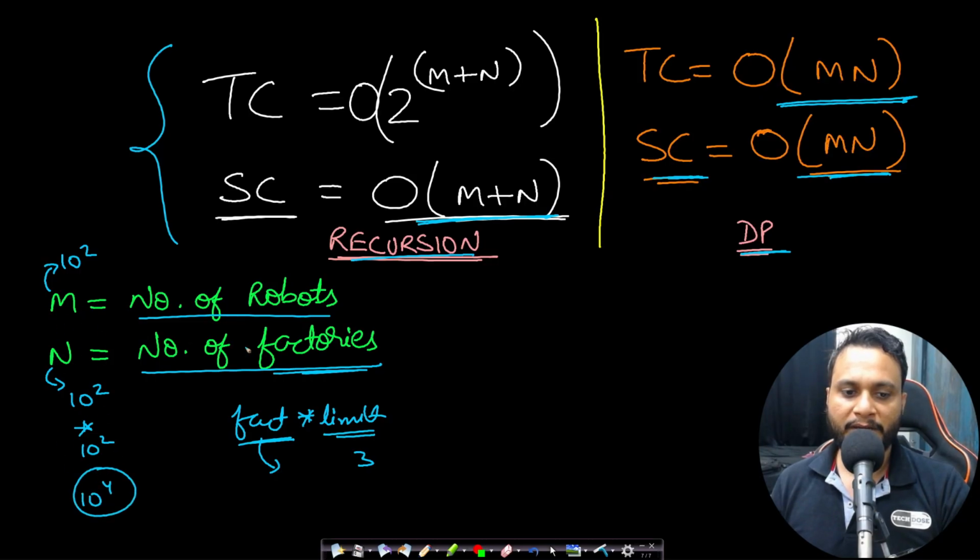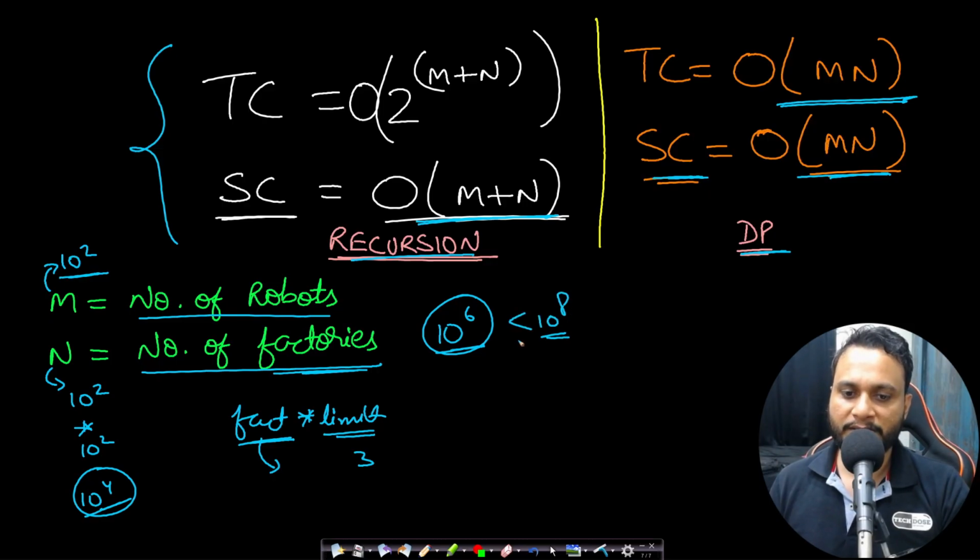And since this is an m·n algorithm, this will have 10 to the power 6 computations: 10 to the power 4 multiplied by 10 to the power of 2, and this is less than 10 to the power of 8, so this will definitely run within 1 second, and this is the optimal approach. Let's now look at the code.